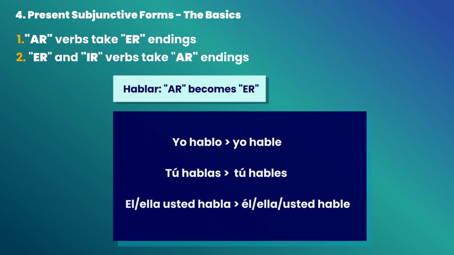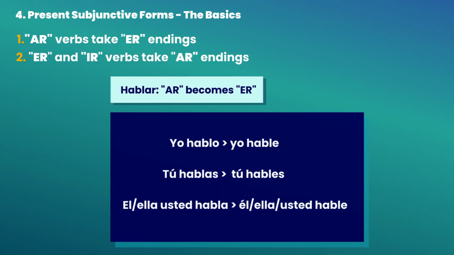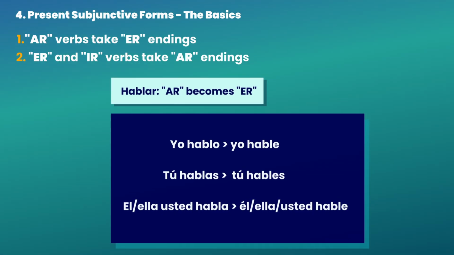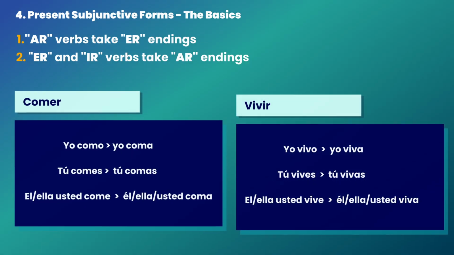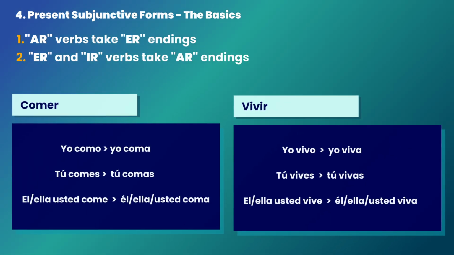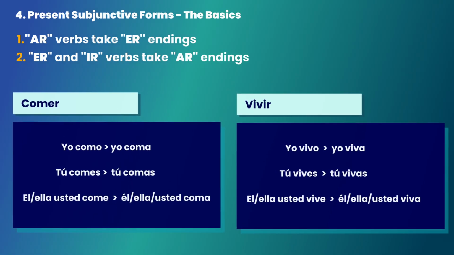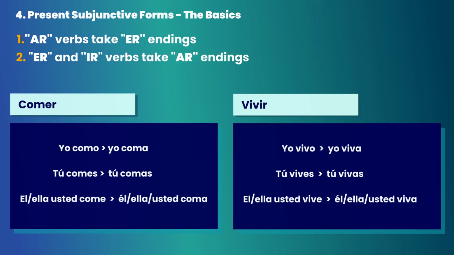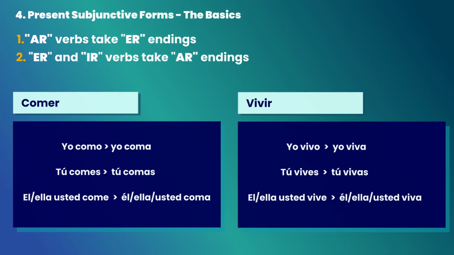For example, the verb hablar, an AR verb, steals ER endings and becomes yo hablo, yo hable, tú hablas, tú hables, él, ella, usted habla, él, ella, usted hable. Same goes for comer and vivir. Yo como, yo coma, tú comes, tú comas, él, ella, usted come, él, ella, usted coma. Yo vivo, yo viva, tú vives, tú vivas, él, ella, usted vive, él, ella, usted viva. Not too hard, right? Now let's practice a bit.